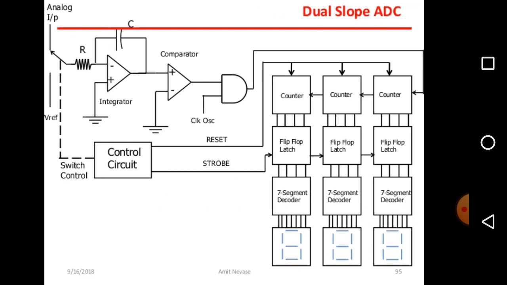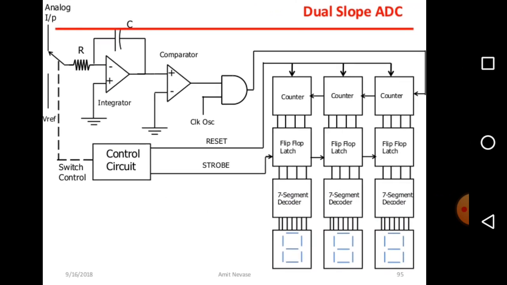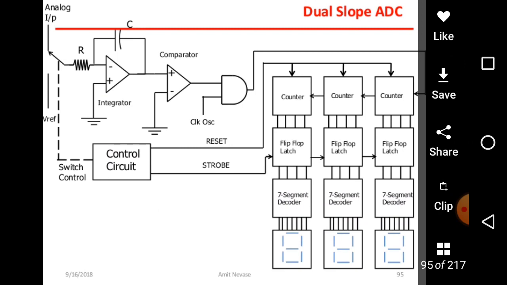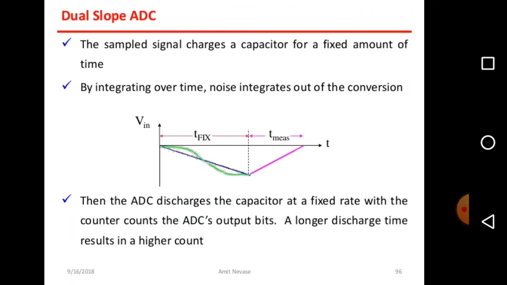Here you can see the block diagram of dual slope ADC. It consists of analog input, V reference, and then control switch, then integrator, comparator, AND gate, and control unit, counter, flip-flops, and 7-segment decoder and 7-segment display. The sampled signal charges a capacitor for a fixed amount of time.